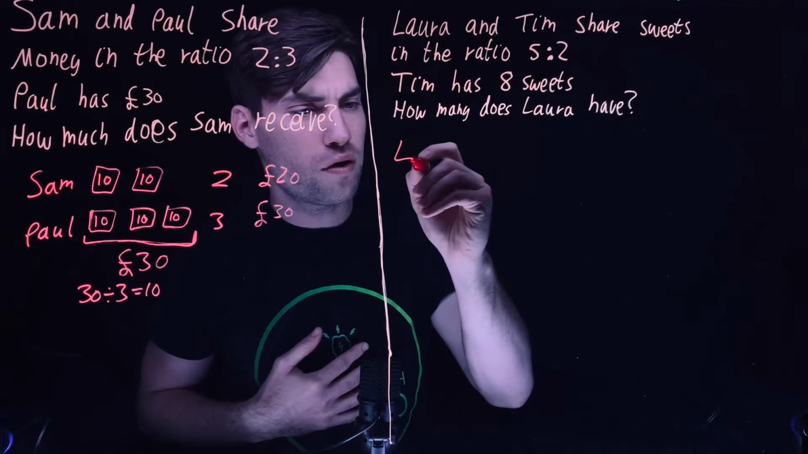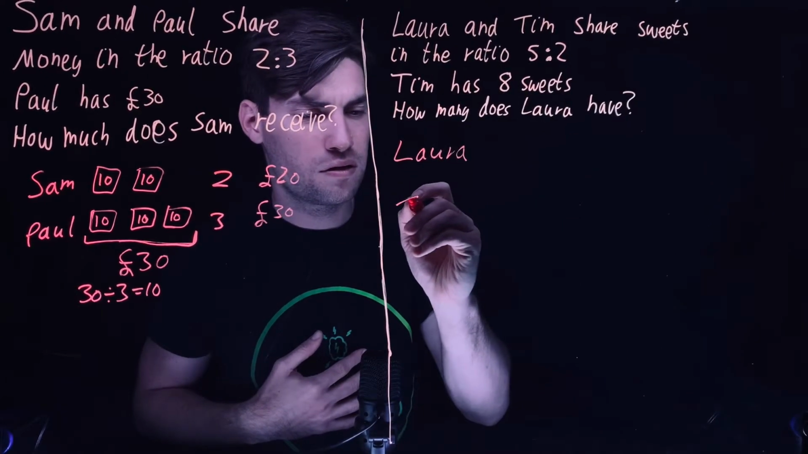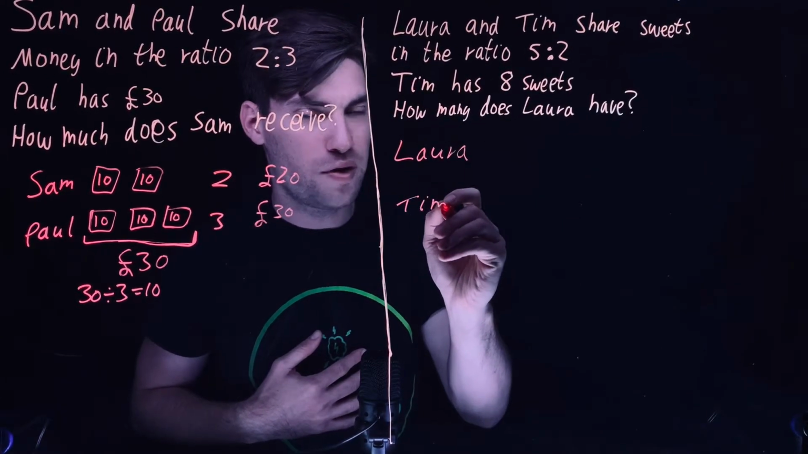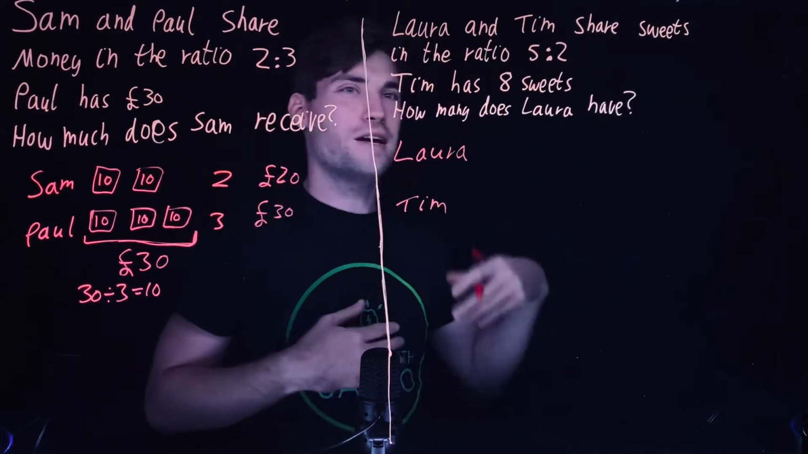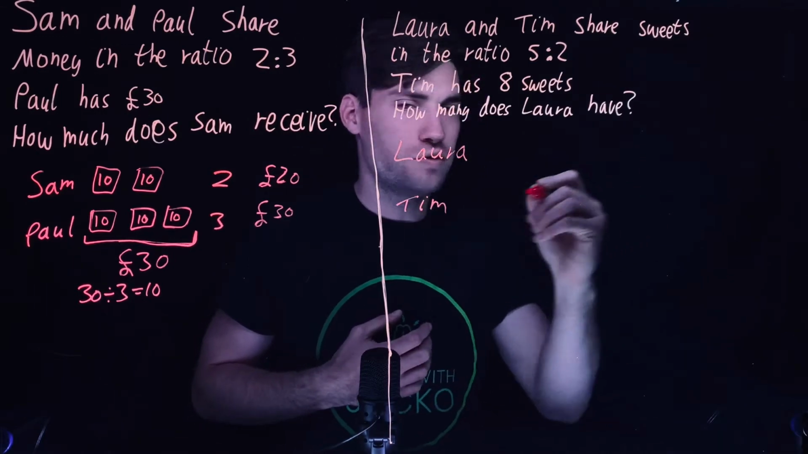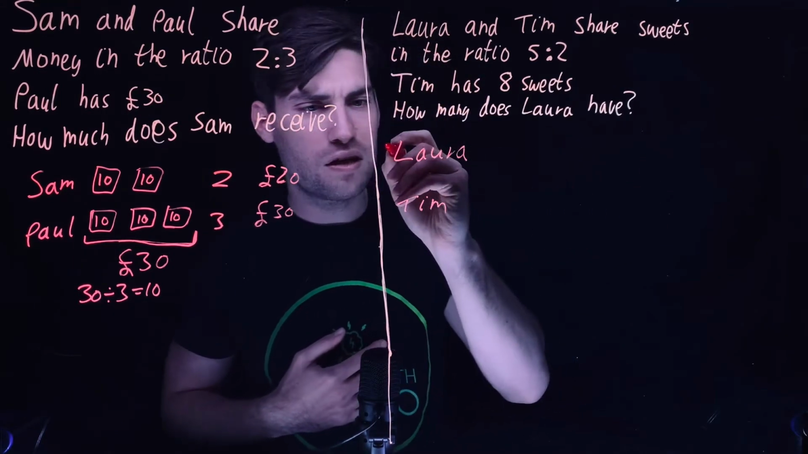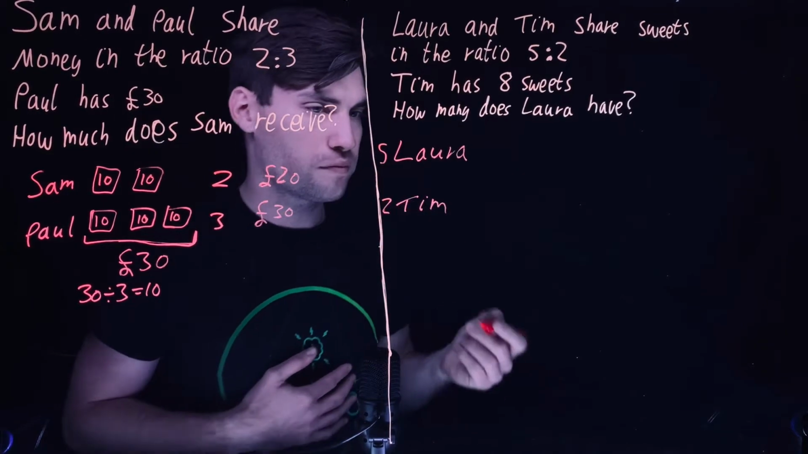So, Laura and Tim. I haven't picked these names for any specific reasons, just random names that are always coming up in exams, okay? So, in the ratio 5 to 2. So, Laura's value is worth 5. I'm just gonna write that here. 5 for Laura and Tim is worth 2.